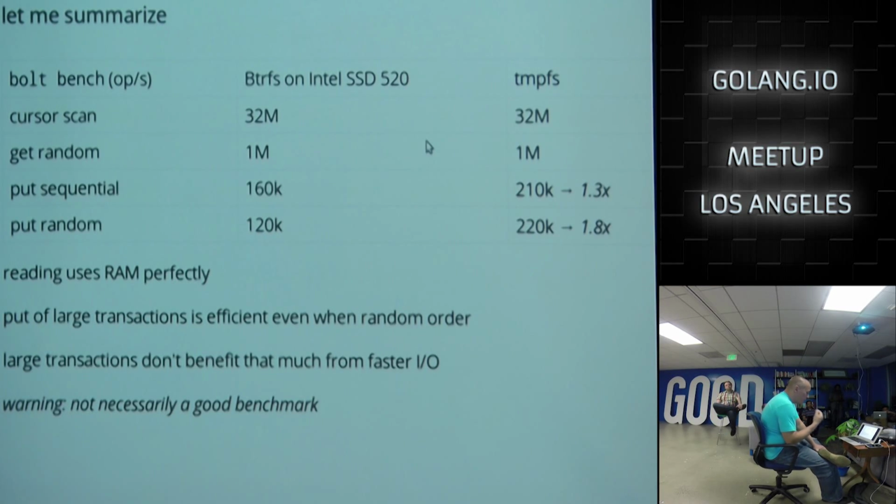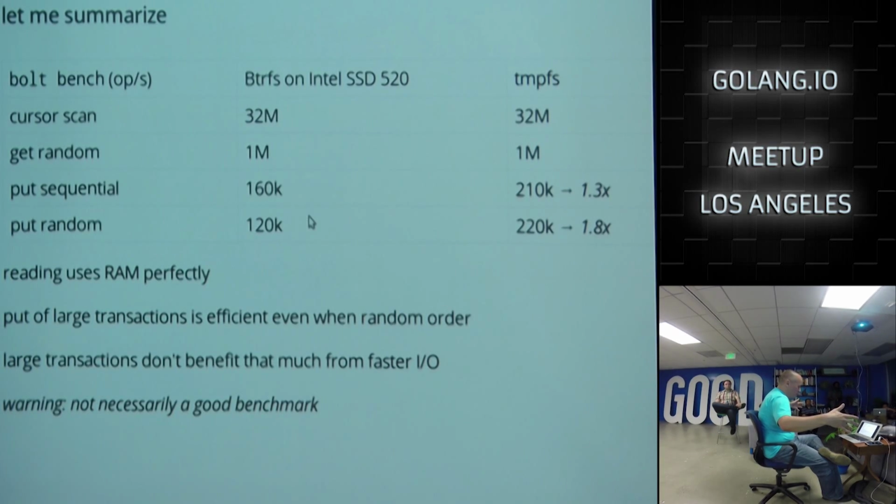And for write operations, sequential gets 160,000 operations a second, and if they are in random order but in a single big transaction always, they are 120,000 operations a second. Now, the big transaction means that Bolt gets to sort them before it does anything about them, so it takes away a little bit of that random order, but that's still interesting.